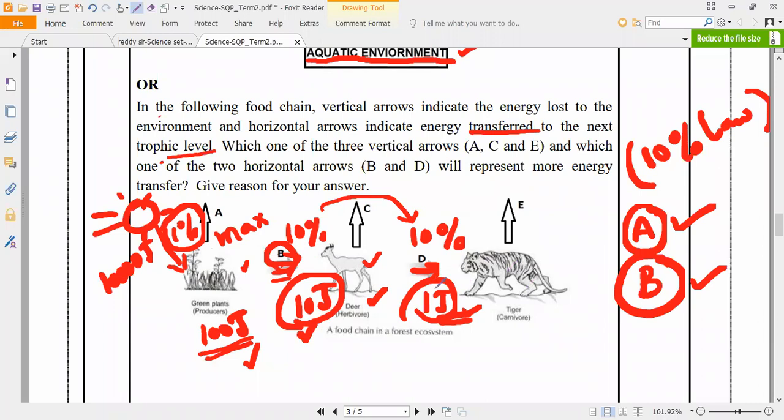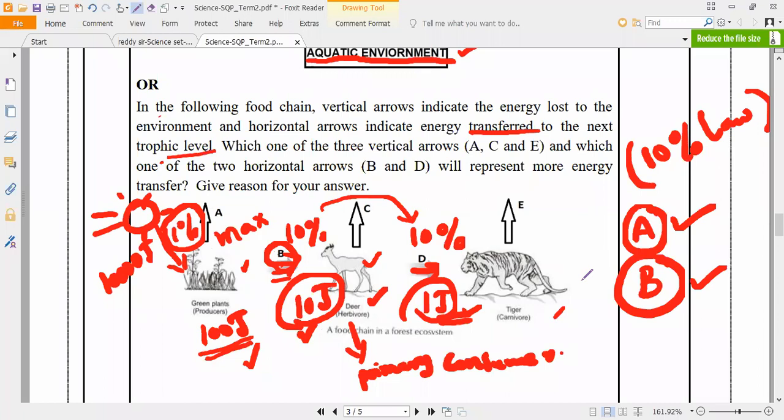Are you clear, Arvind, now? Yes. So why is it? Because who is the primary consumer here? Herbivores are the primary consumers. They consume from the plants, so more energy will transfer compared to the carnivores, because carnivores get their energy from the herbivores. That is why the energy transfer will be less.